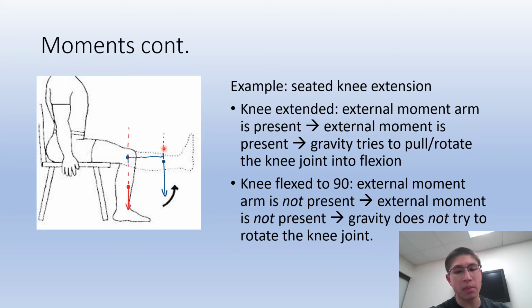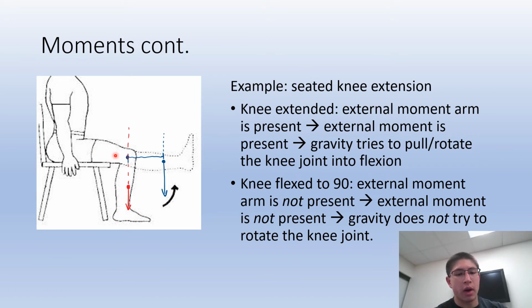So you can see there's a big moment arm between the line of force and the actual knee joint. Because there's a big external moment arm, that means there's going to be a big external torque, where gravity is really trying to cause rotation at that knee joint and pull the knee back into flexion.